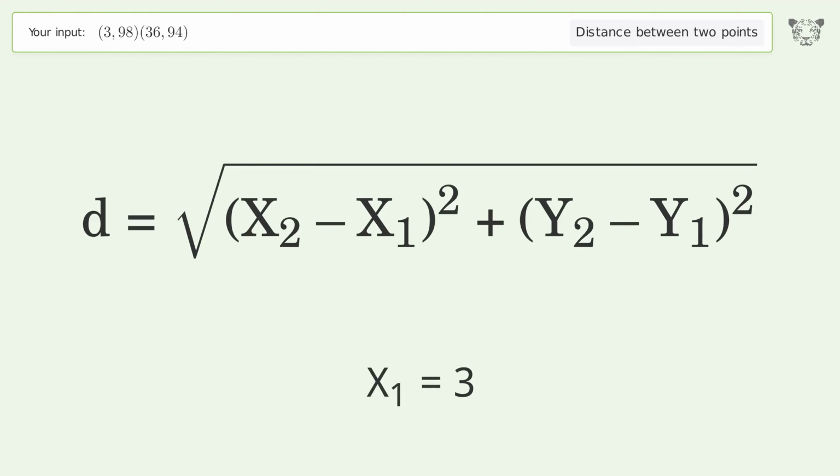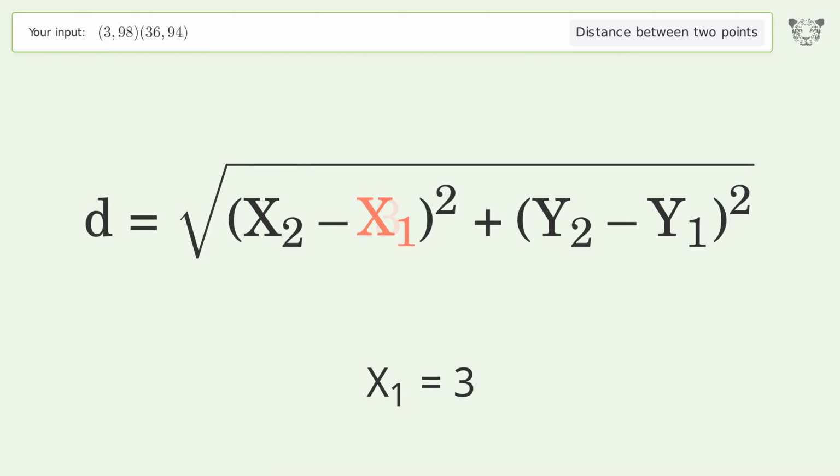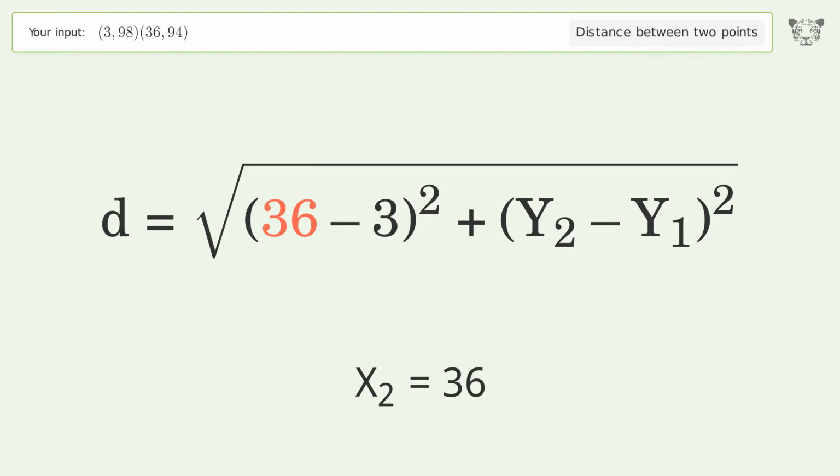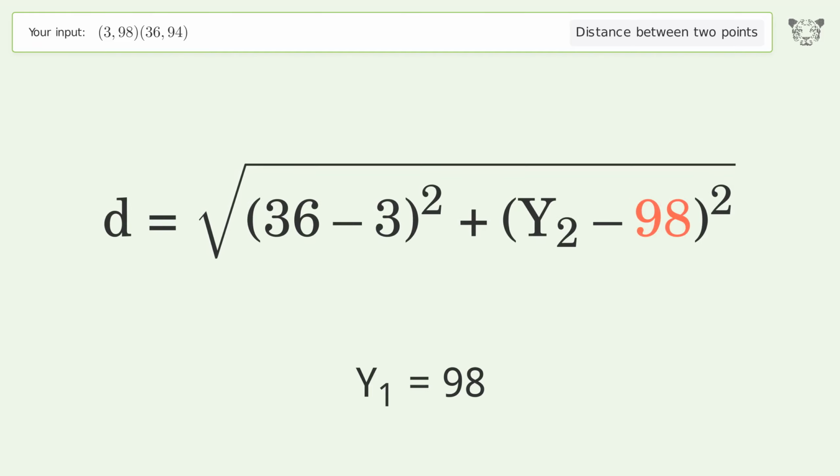x1 equals 3. x2 equals 36. y1 equals 98. y2 equals 94.